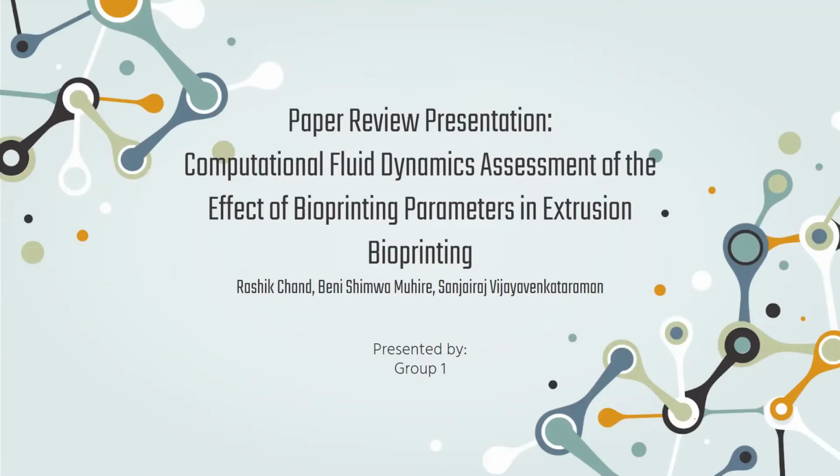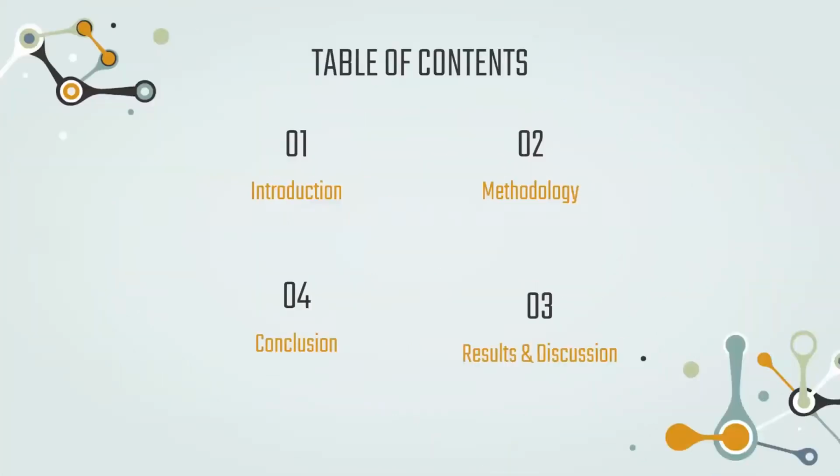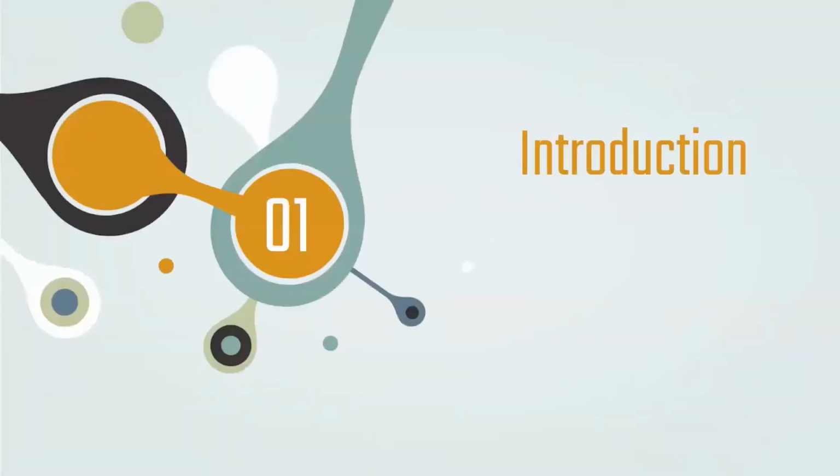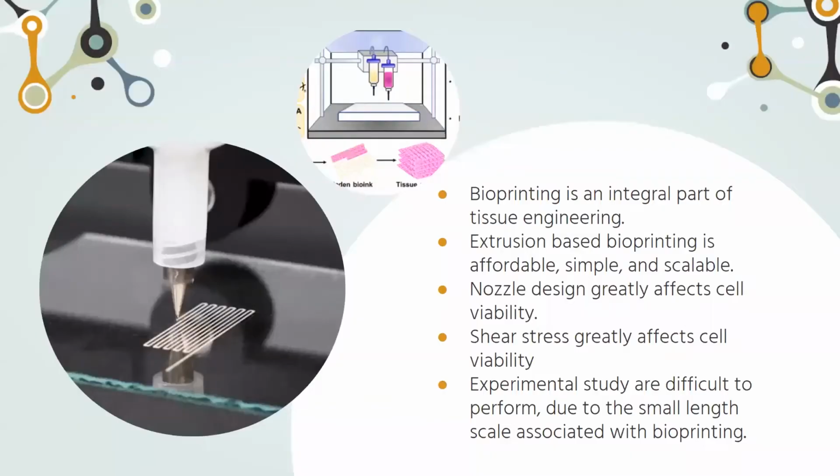We're from Group 1. Today, our presentation is going to discuss the Computational Fluid Dynamics Assessment of the Effect of Bioprinting Parameters in Extrusion Bioprinting, a research originally performed by Rashik Chand, Beni Shimwa Muhire, and Sanjairaj Vijayavenkataraman. In today's presentation, we'll talk about the introduction of the research, the methods used, and then the results, and then finally we'll talk about the conclusion of the whole research itself. Let's just get into the introduction.